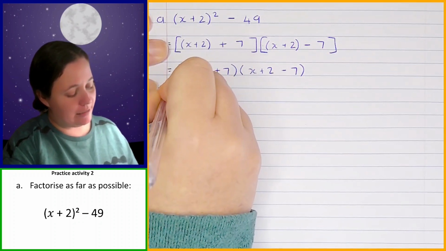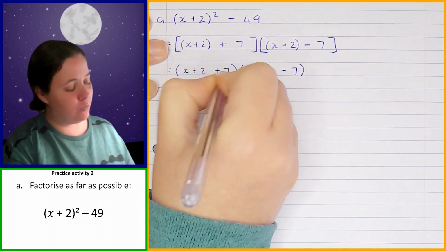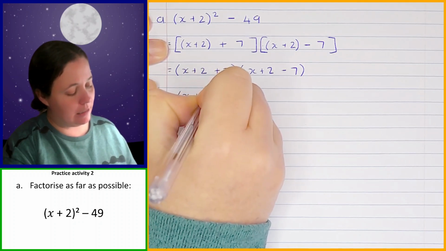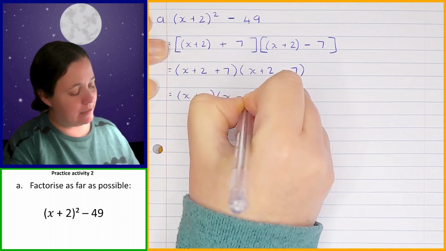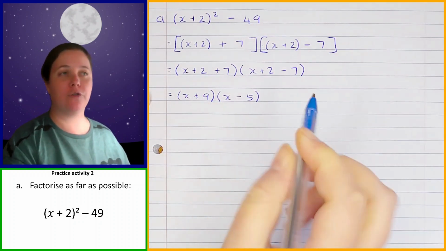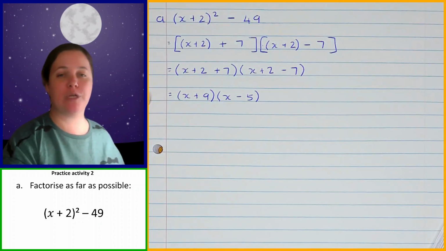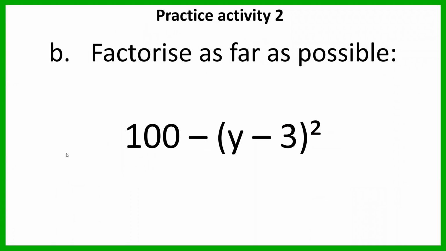And now we're going to go and simplify what's inside. So I've got x + 2 + 7, that gives me x + 9. And then x + 2 - 7 gives me x - 5. So that's what you should have got for question A. Right, now we're going on to question B. I'm going to give you 1 minute to factorize this as well.